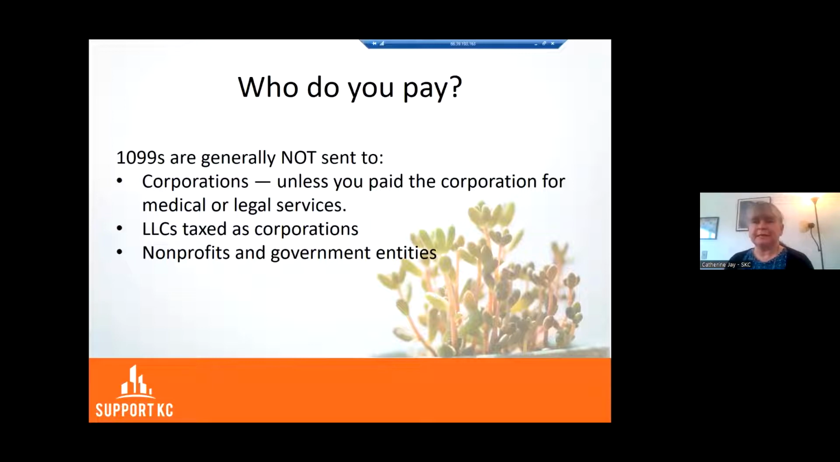So it's important to ask for the W-9 for any attorney or medical provider, because you're going to have that information in order to complete the 1099. The one thing on medical that is not covered under this would be prescriptions. So paying for prescriptions is not included as a medical service.